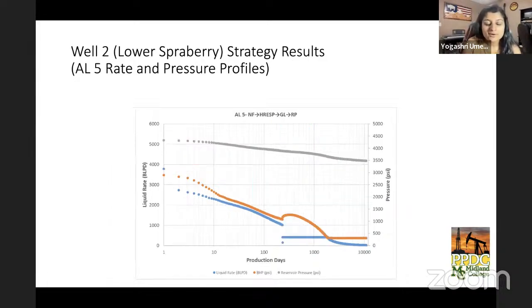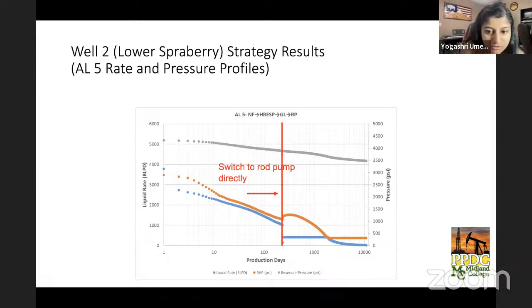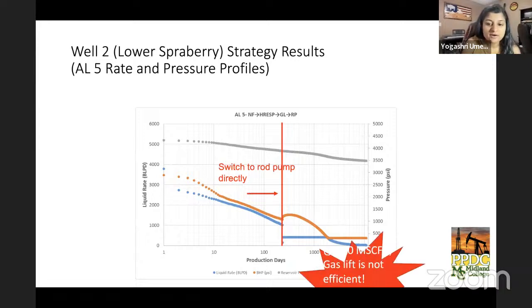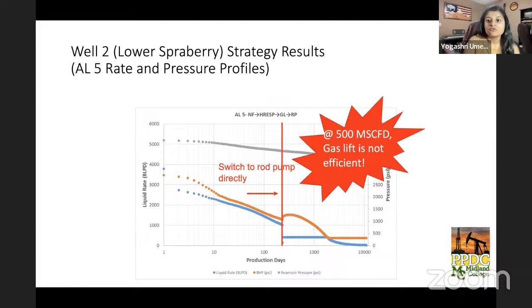We also thought about gas lift, if gas lift was a possible option. However, based on the decline of these wells and the pressure and production, there was an immediate switch to a rod pump directly. And this is assuming that the gas lift injection was 500 MCF per day. Therefore, a gas lift of 500 MCF per day was not efficient according to this workflow.